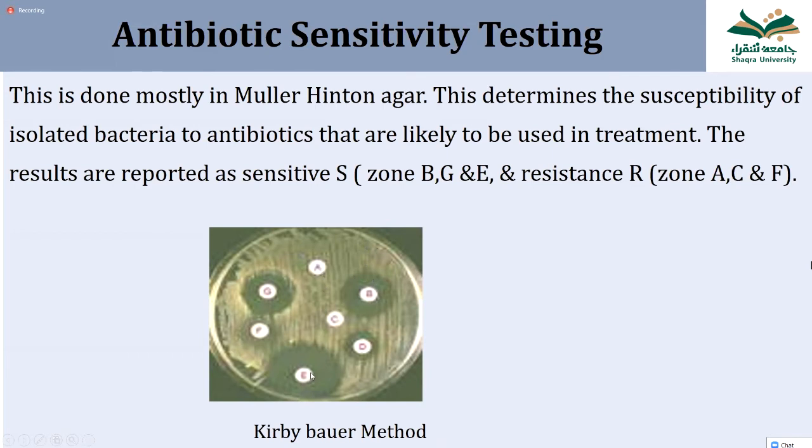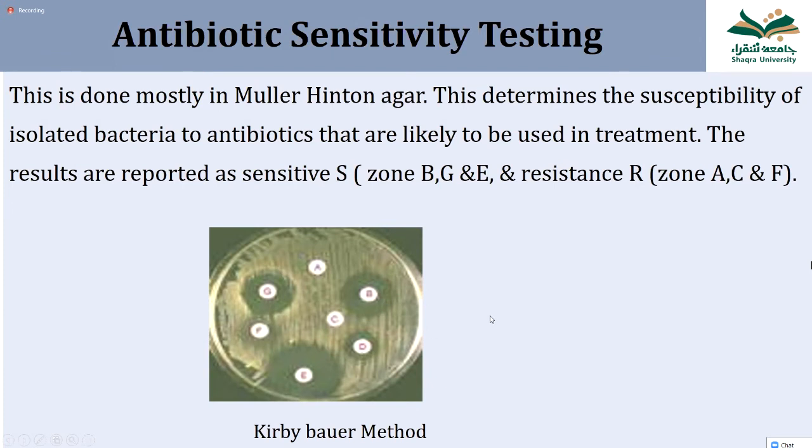And here also you can see a zone of inhibition. Here also you can see a zone of inhibition. And here also a small zone of inhibition is there. So you see, the size of the zone of inhibition is different for different antibiotics. If the antibiotic is more active against this bacteria, the zone of inhibition is larger. If less active, the zone will be smaller.